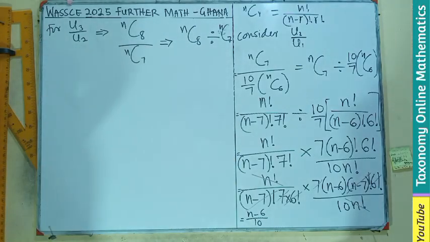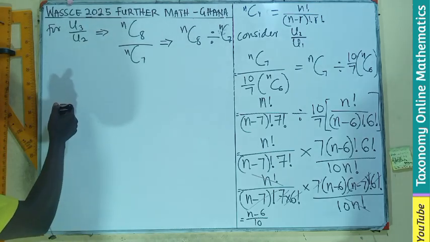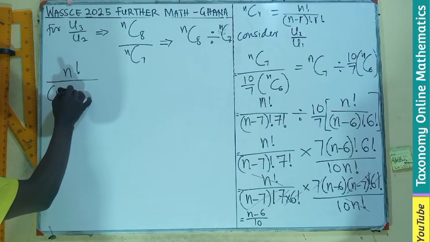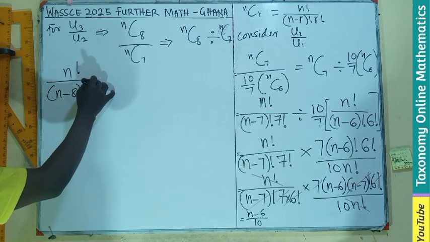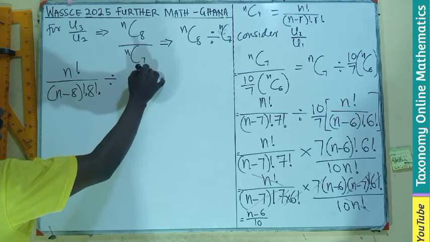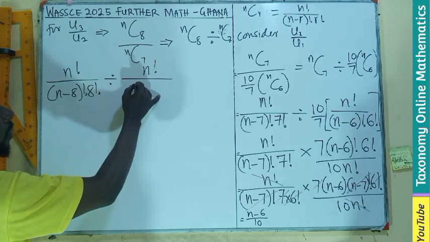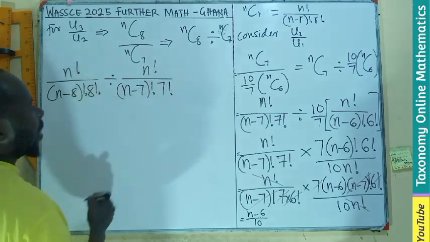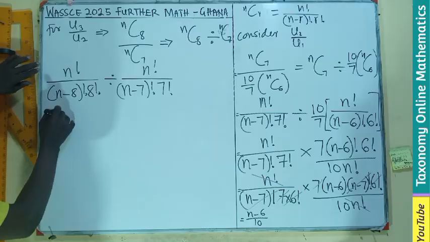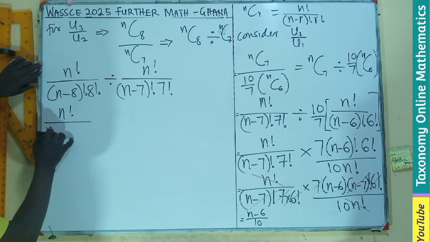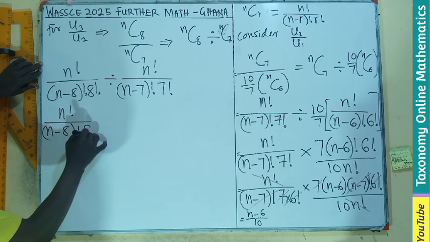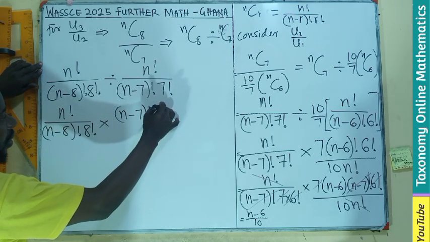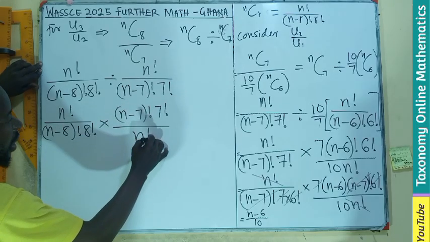You're supposed to move down in that order. So let's see how we expand the combination. That is n factorial over n minus 8 factorial, 8 factorial, divided by n factorial over n minus 7 factorial, 7 factorial. Let's change this directly and have n factorial, n minus 8 factorial times 8 factorial times n minus 7 factorial, 7 factorial, then n factorial.